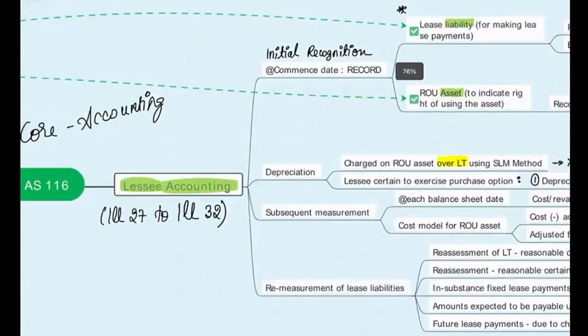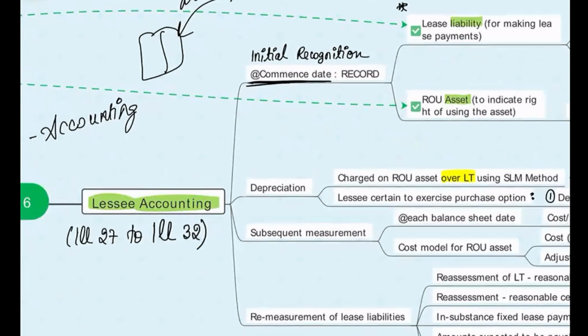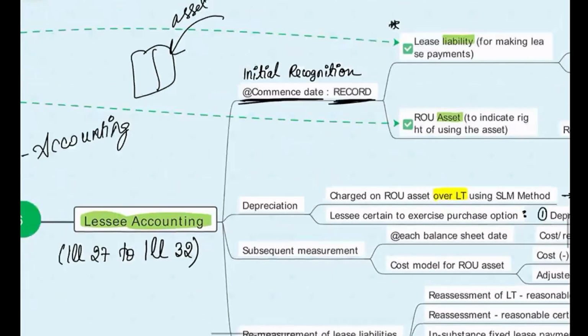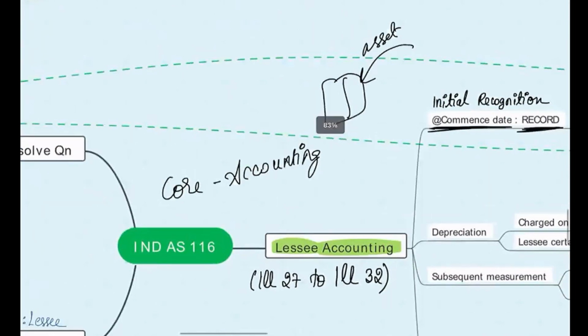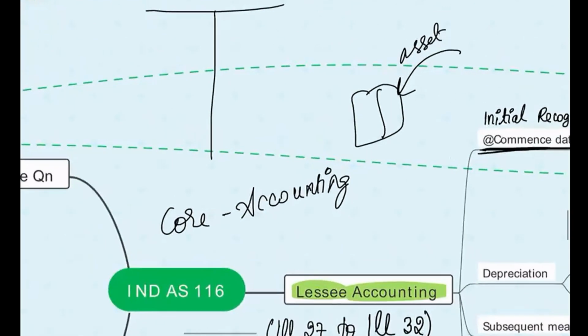As you all know, a lessee gets an asset, and this asset which he gets on lease should be recorded into our books, correct? So at the commencement date, when the asset is made available to use for the lessee, how is the lessee going to record it in the books is what we are going to understand. When the asset is taken on lease, the lessee will record two things in their balance sheet. One is known as the lease liability on the liability side of the balance sheet, and the other one is the ROU asset.